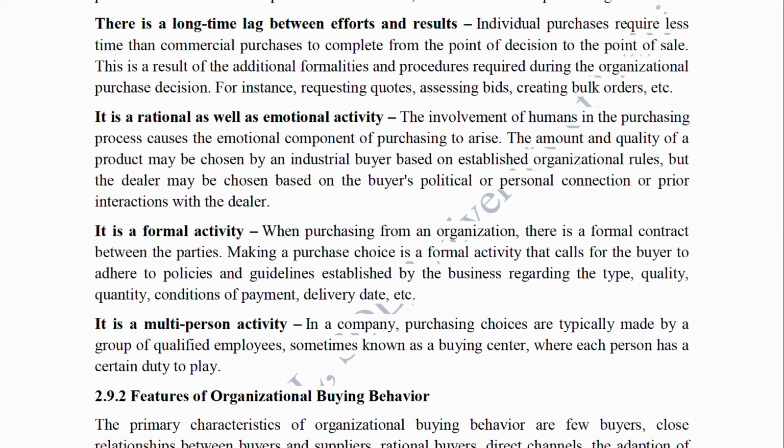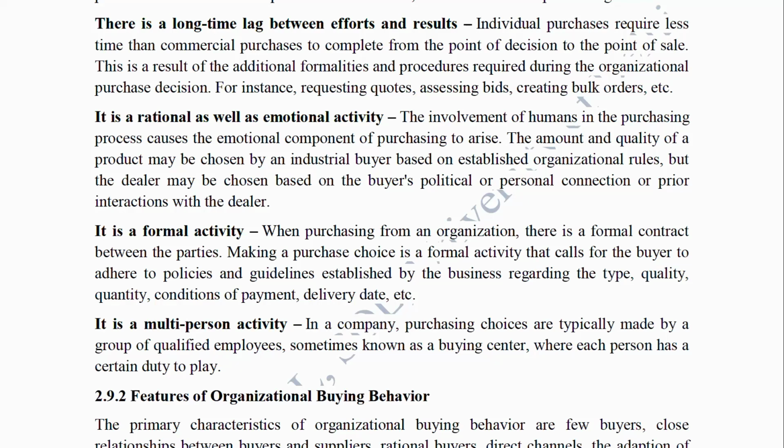It is a rational as well as emotional activity. The involvement of humans in the purchasing process causes the emotional component of purchasing to arise. The amount or quality of a product may be chosen by an industrial buyer based on established organizational rules, but the dealer may be chosen based on the buyer's political or personal connection or prior interactions with the dealer.